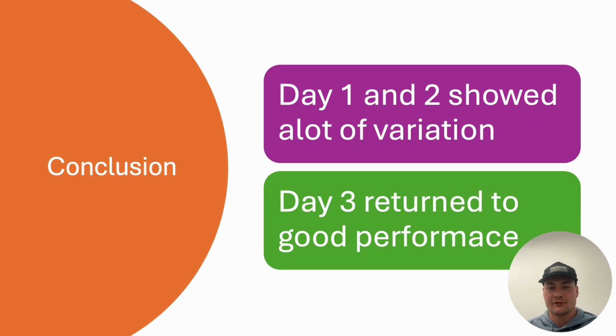Then we come over to my final conclusion. So overall, days 1 and days 2 weren't stable because the operator kept adjusting the machine without waiting for the control chart to signal a real problem. So, in theory, he became the real problem.